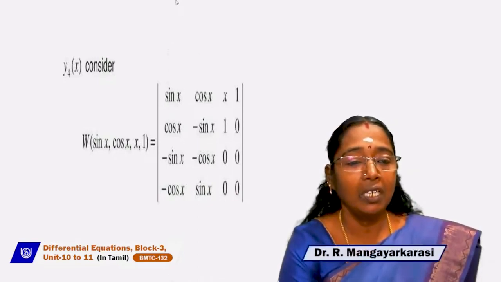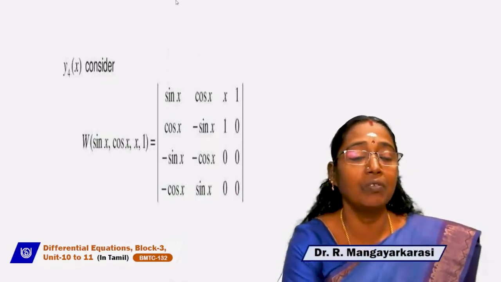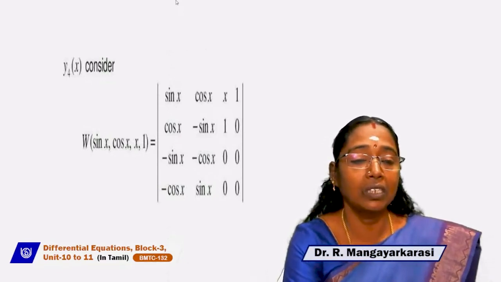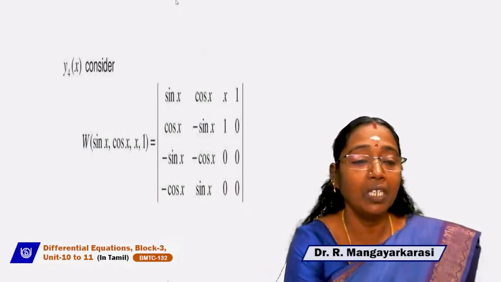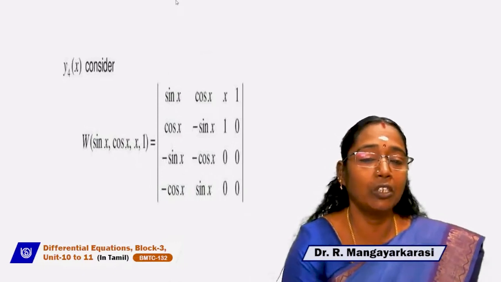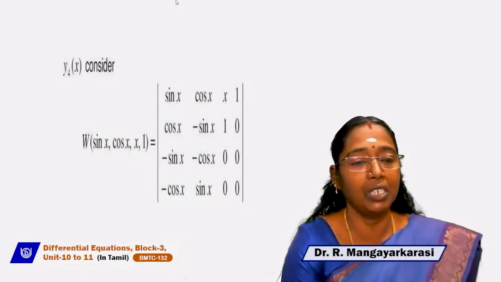Okay, got a point? Here you have to obtain the Wronskian of the given functions sin x, cos x, x, comma 1. For these four functions, you have to obtain the 4 by 4 determinant. How to obtain the first row, second row, third row and fourth row, we are going to see now.